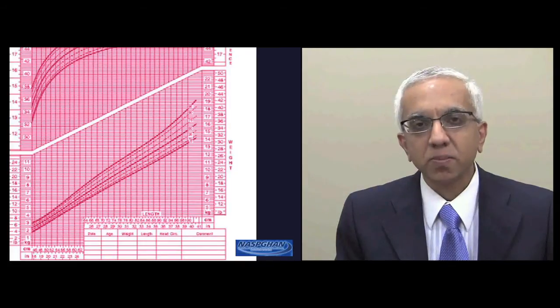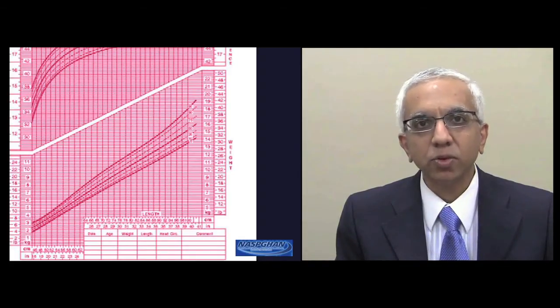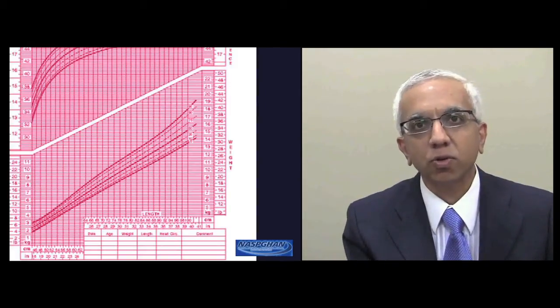This slide is a reminder that you should turn the page over and look at the weight for length or the BMI. Understanding that many of you are using electronic medical records, you still will have to electronically turn the page over and look for either weight for length or BMI to properly define a child as having failure to thrive.